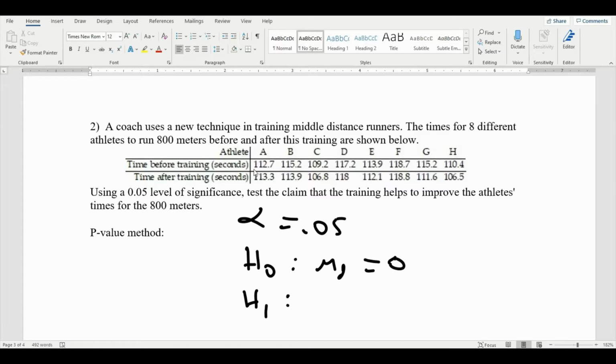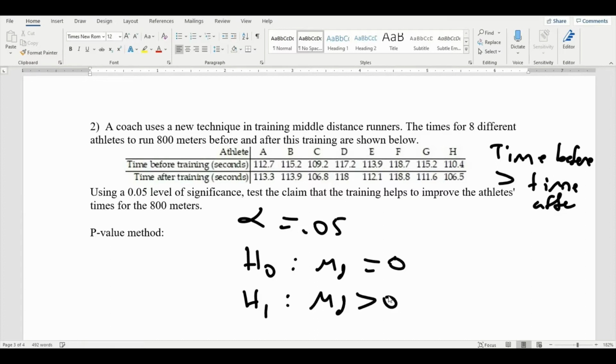And then we have to take into account what's going on here. When you're training for a race, you want your time before to be greater than your time after, because you want the time after to be less, because that means you're faster. The faster you finish a race, the faster you are. So it should take less time. So time before should be greater than. So this should be greater than 0.